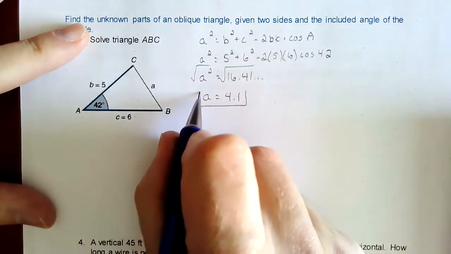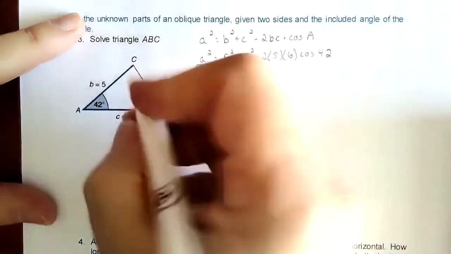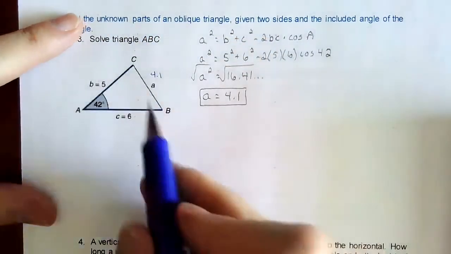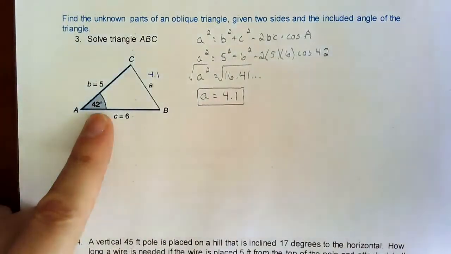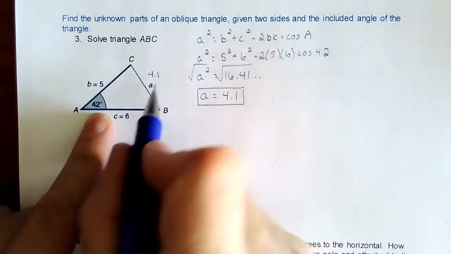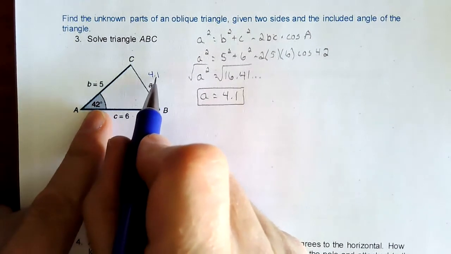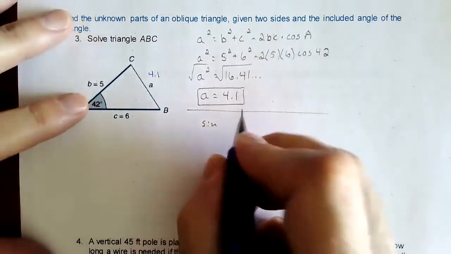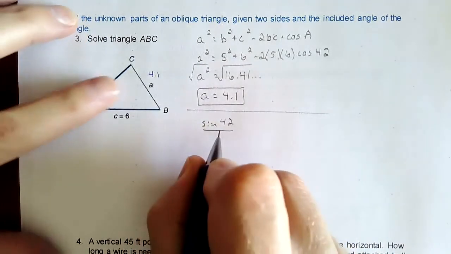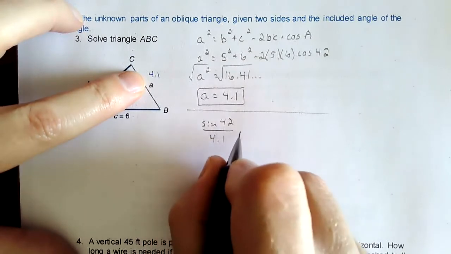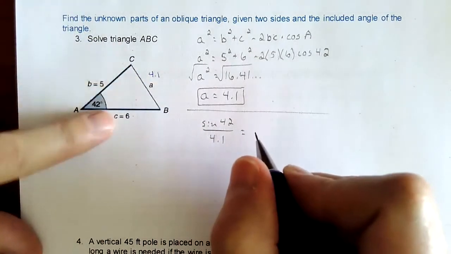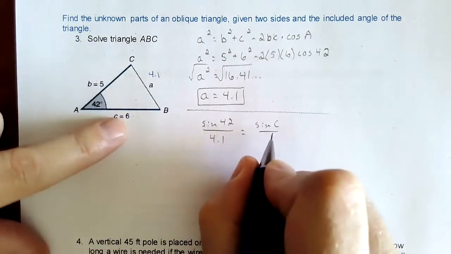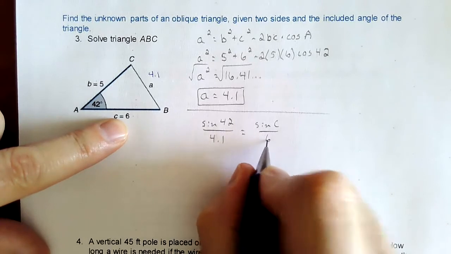Wonderful. So now I'm going to throw that on the picture. That length is 4.1. And now we have one full fraction, which means I can do law of sines if I would like to, which I'm going to opt into. So I can set this up as sine of 42 over 4.1 is going to equal, now I just pick an angle. Let's say we go with C. So that would be sine of C over side C, which is 6.